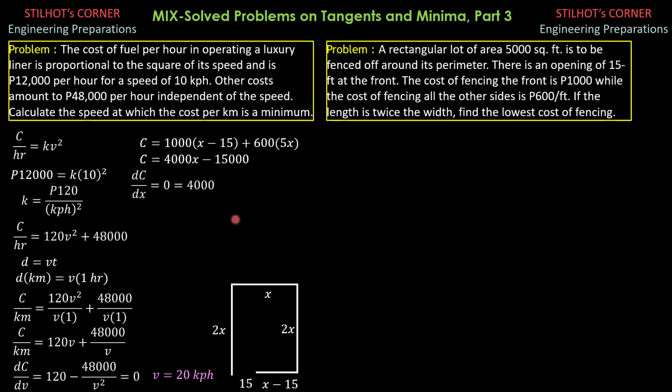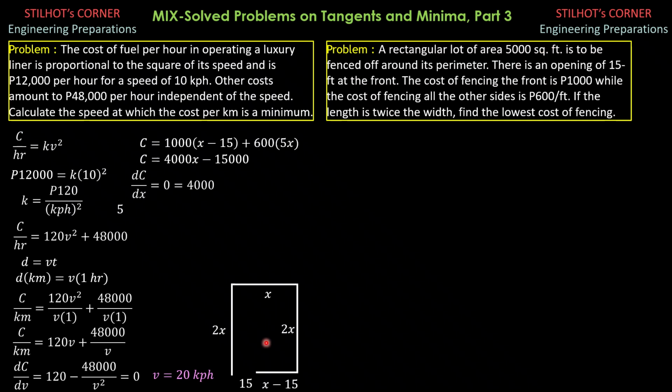So it means when x is 0, this cost function, which is a straight line, has a y-intercept of negative 15,000. It is just a straight line, and x should not be 0 because there is a front line here. x could be 15, but that is not possible because when x is 15, this is just 30 feet, and it will not satisfy the condition that the area is 5,000. So let's satisfy this condition that the area is 5,000.